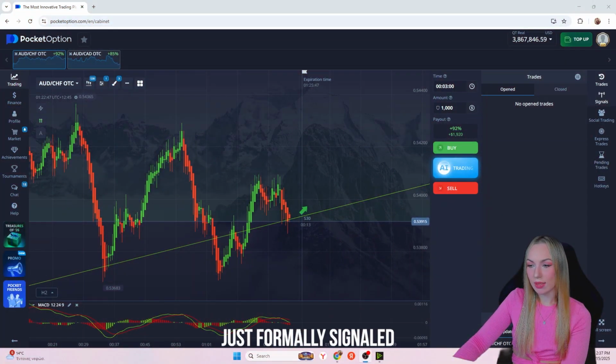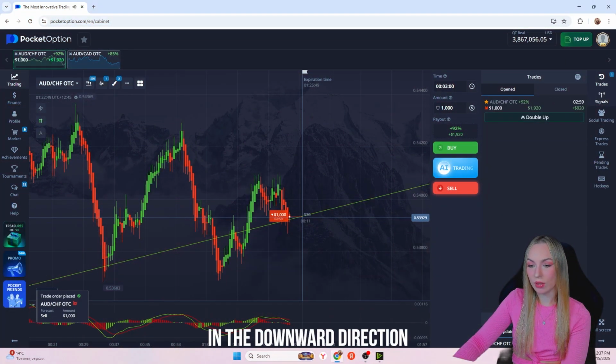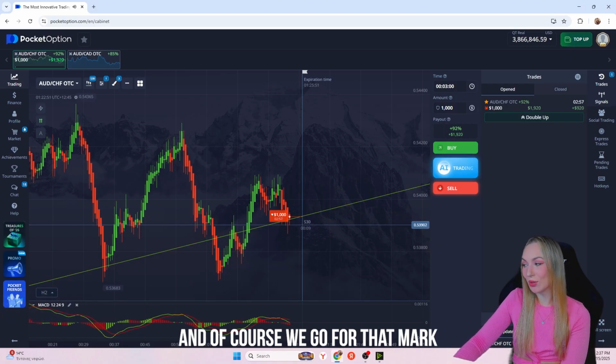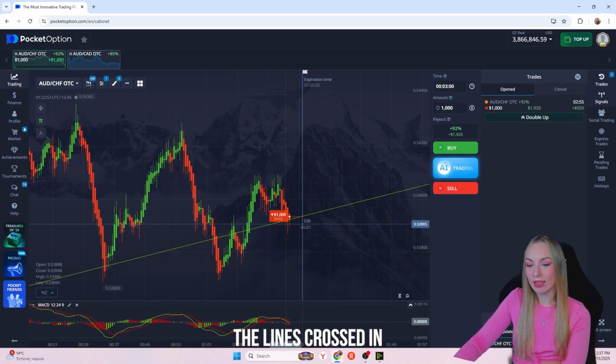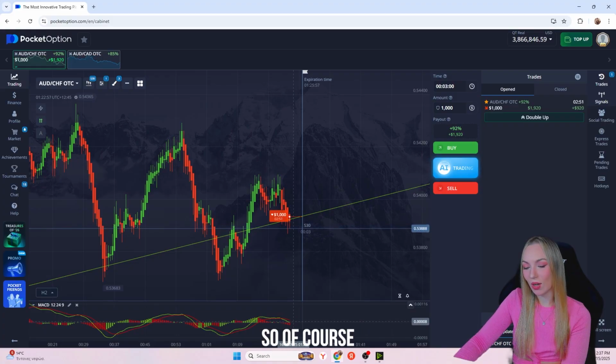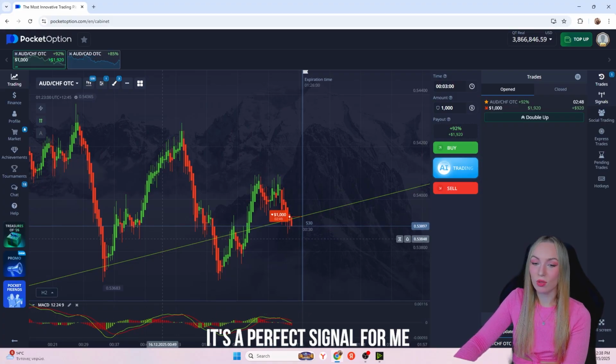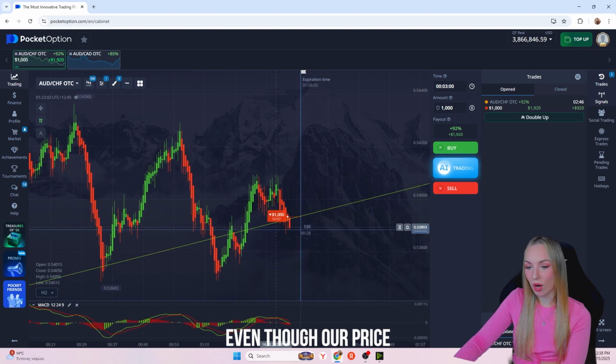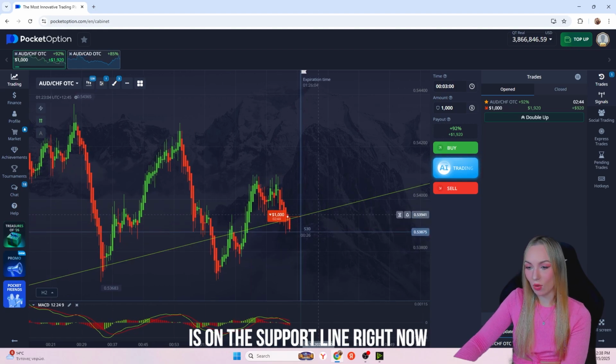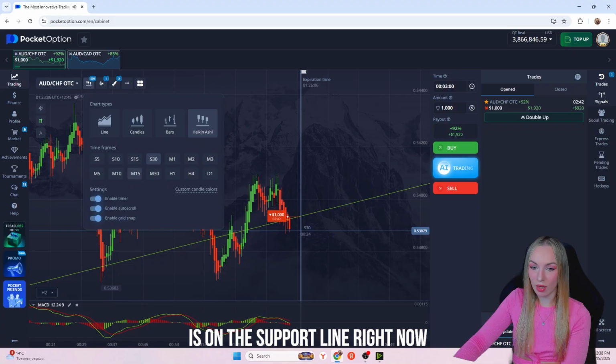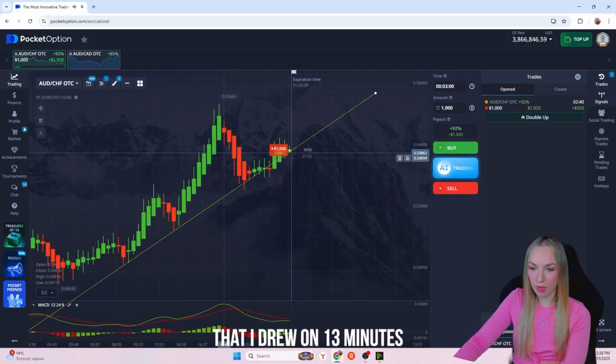Alright, let's jump straight into the charts. AUDCHF just formed a signal to open a trade in the downward direction, and of course we go for that. MACD lines crossed in the overbought zone above the zero line, so of course it's a perfect signal for me, even though our price is on the support line right now that I drew on 30 minutes.